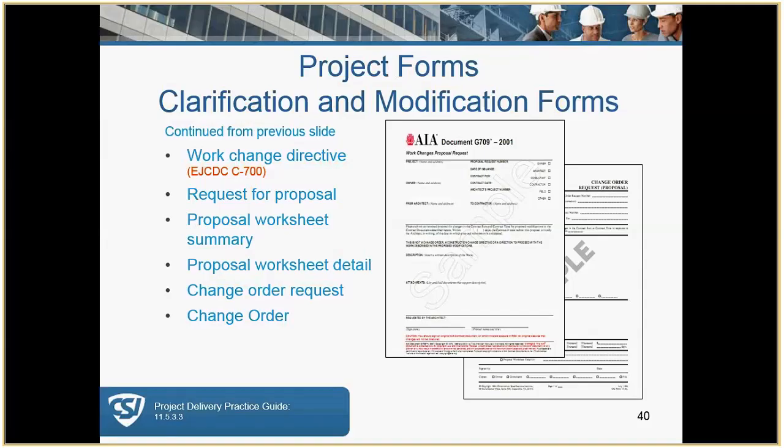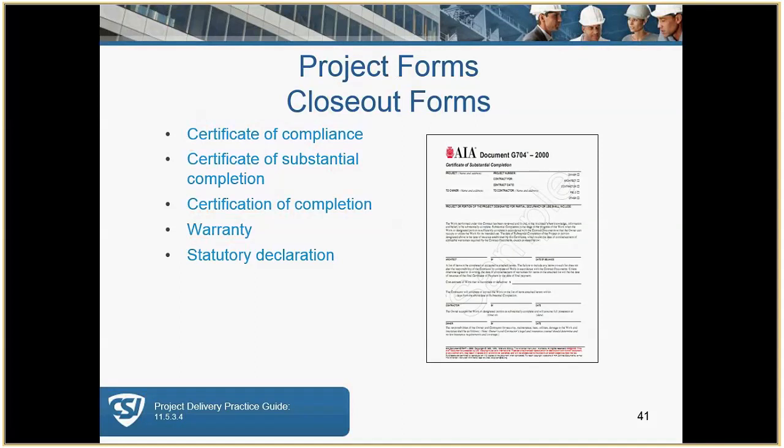It's a good idea to reference these things. These are the forms that are going to be used. And keep in mind that each family of documents has its unique forms. For example, a field order is part of the EJCDC family of documents, but you won't find it in the others. Additional contract modification forms you may see in the project manual also.